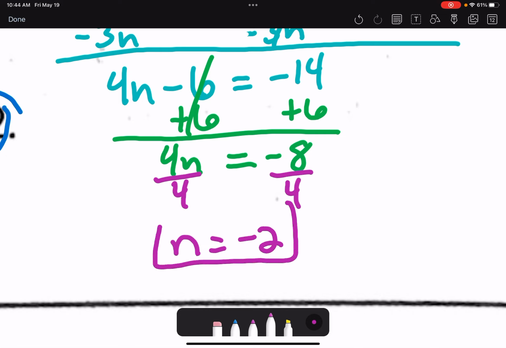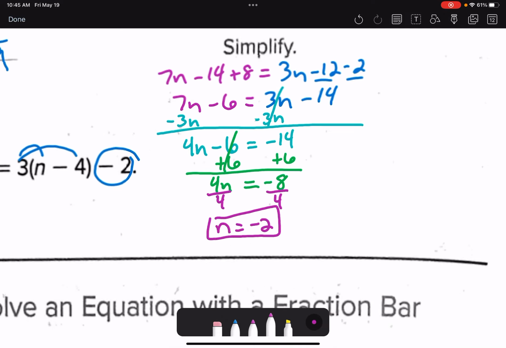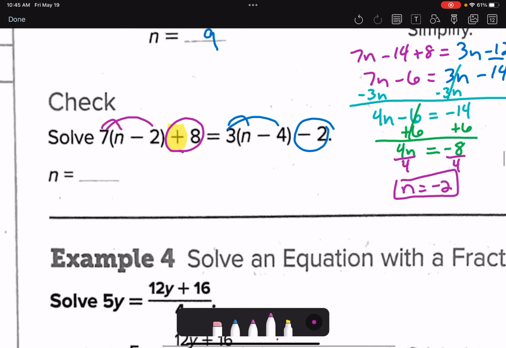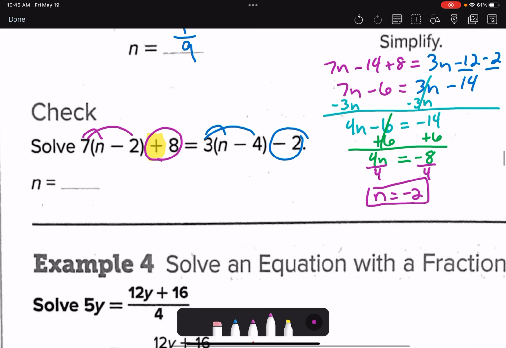So this is my final answer. How do I know I'm done? n is alone and positive with only a 1 in front of it. I am done. Now, the last step here is to check our answer. So that's what we're going to do. We are making the claim that n equals negative 2. Now we need to back it up with facts. So let's go ahead and start here.